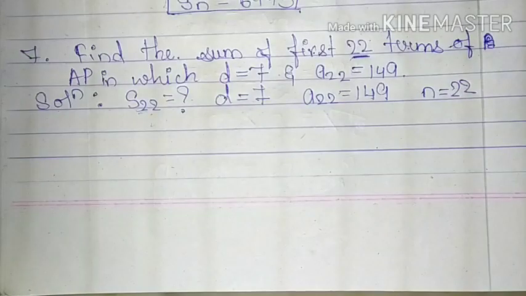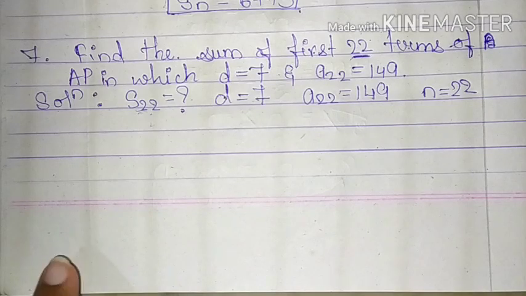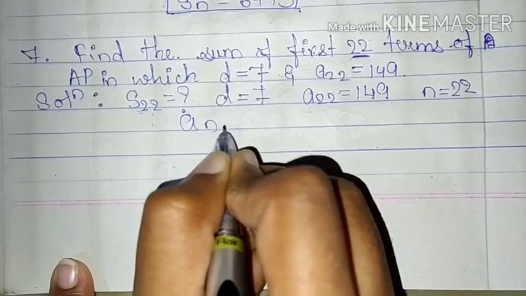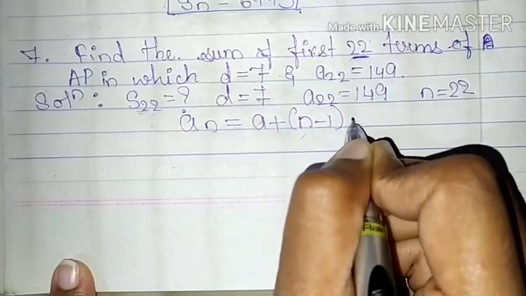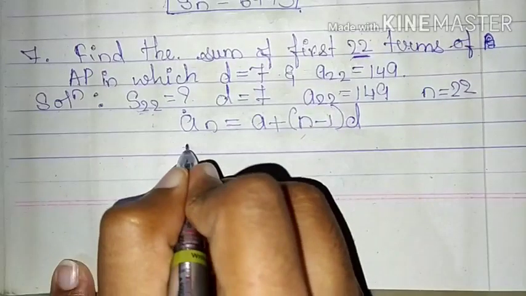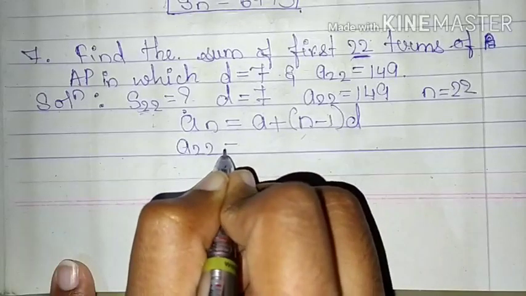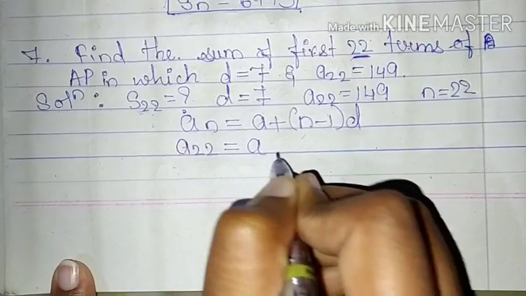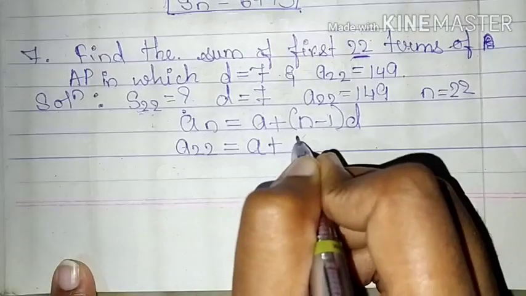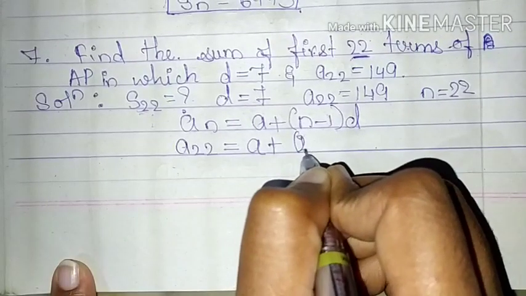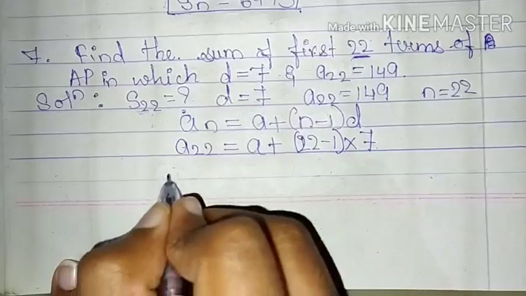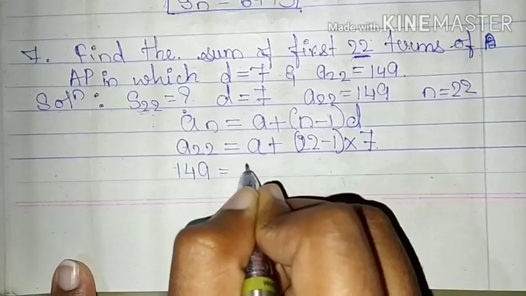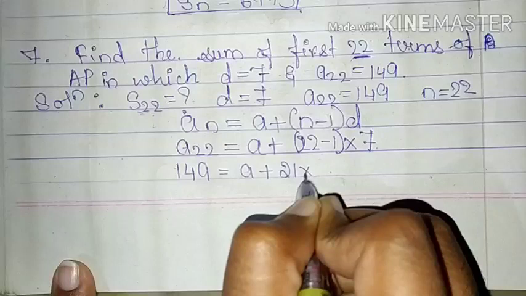Now all that is missing here is the first term of our arithmetic progression. To find the first term, let's make use of the formula an is equal to a plus n minus 1 into d, where an is a22 because we have the 22nd term. We don't know the value of a, so let's keep it as it is, plus n minus 1. We know the value of n, that is 22 minus 1 into d, which is 7. So 149 is equal to a plus 21 into 7.